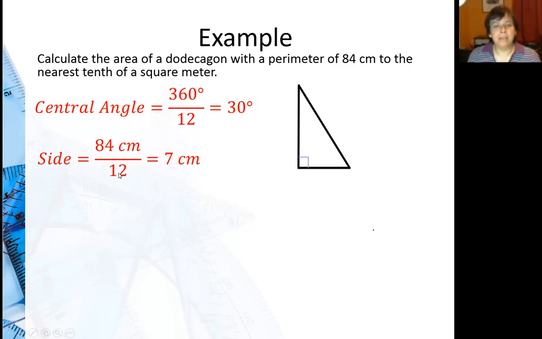The side length of my dodecagon, which is 12-sided, a dodecagon is a 12-sided polygon, will be the perimeter divided by the 12 sides, or 7 centimeters.